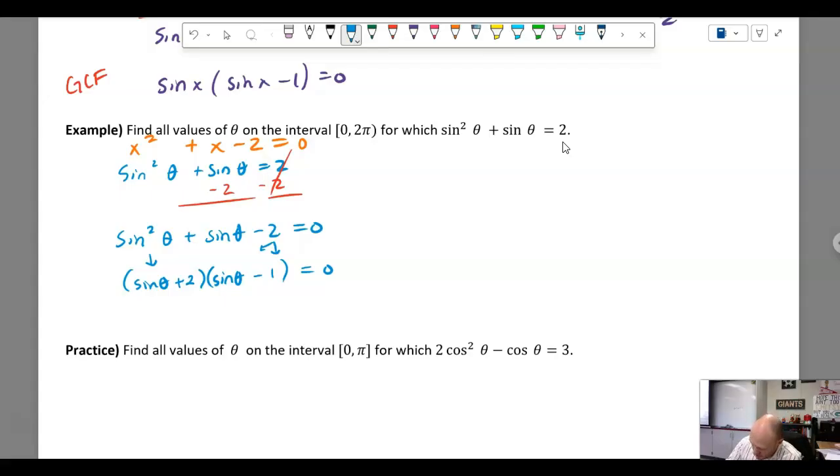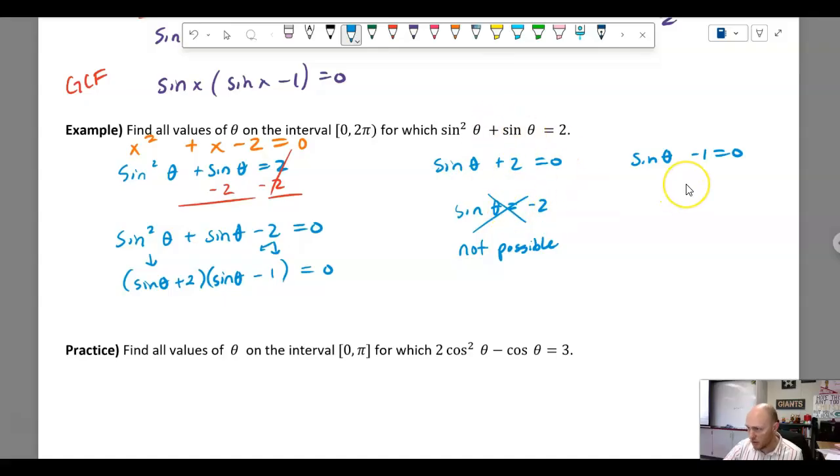So again, we get two possible solutions. I have sine theta plus 2 is equal to 0, and sine theta minus 1 is equal to 0. Now, this first one, when I subtract 2 over to the other side, I get sine theta equals negative 2. This never happens. This is not possible. So you're not going to have a solution here for this statement, but over here you will, right?